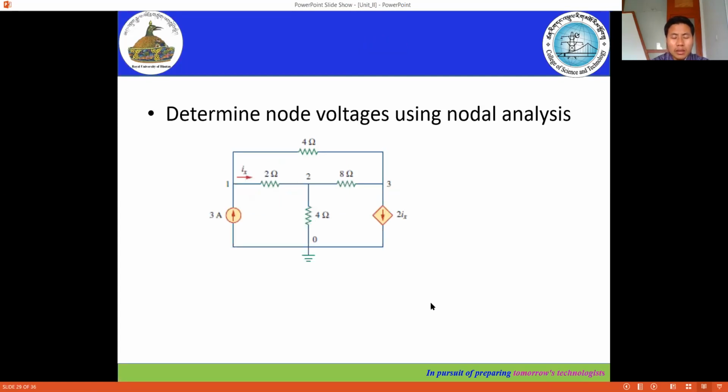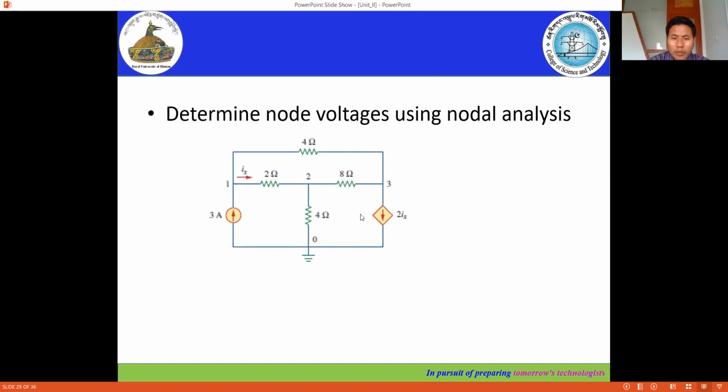Now this is the network that we have. Here we are asked to determine node voltages using nodal analysis. In this network we have four nodes: node 1, node 2, node 3, and then we have the reference node. Along with that, we have an independent current source, and then here we have a dependent current source.